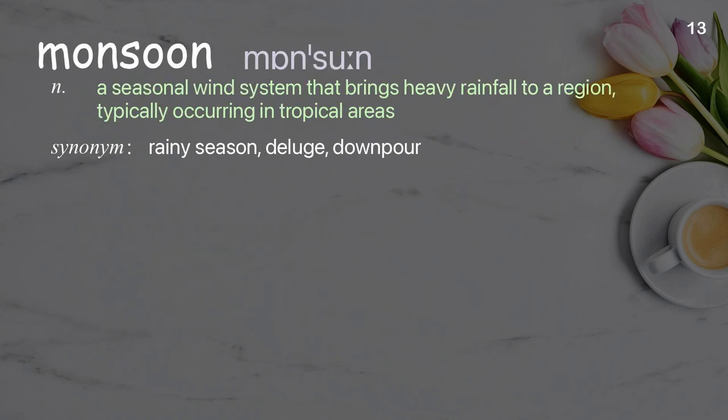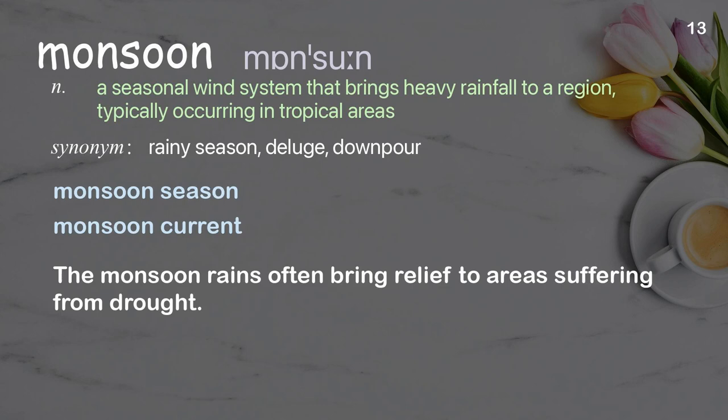Monsoon. A seasonal wind system that brings heavy rainfall to a region, typically occurring in tropical areas. Examples: monsoon season, monsoon current. The monsoon rains often bring relief to areas suffering from drought.